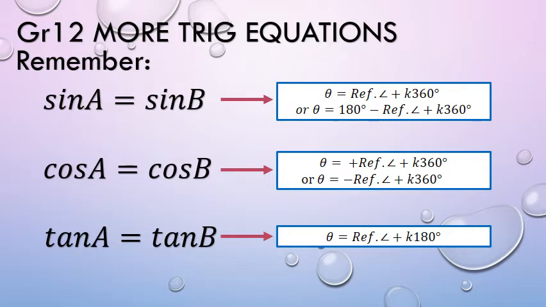So for example, if you are given sine A is equal to sine B, so sine of something is equal to sine of another thing, you can link up the angle on the left hand side of the equal sign to represent theta in your general formula, and then instead of whipping out your calculator and pressing arc sine, you can just link up the angle given on the right hand side of the equation to the reference angle in the formula. You can do the exact same for cos, and you can do the exact same for tan.